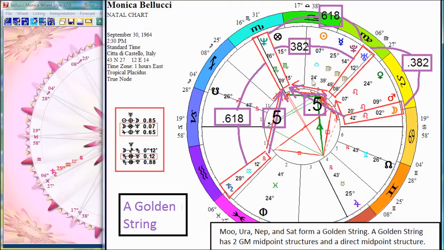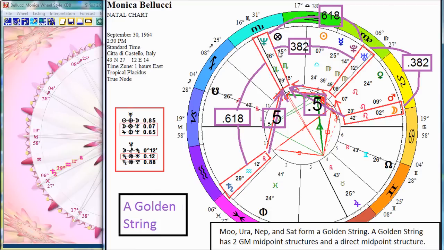So let's look at one. Actress Monica Bellucci has a golden string, and the golden string is Moon, Uranus, Neptune, and Saturn. And the basic idea of a golden string is very simple. It's just the angular distances between the planets get progressively bigger.